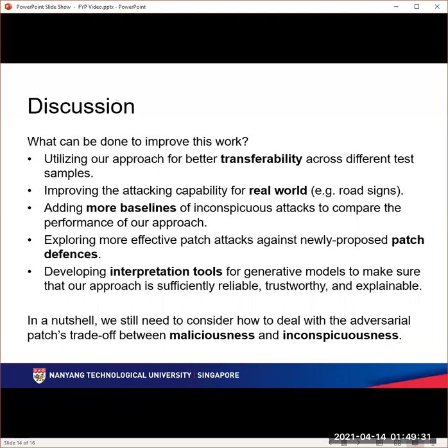What can be improved in this work? Firstly, of course, the transferability among different test samples, and we can craft this approach to be stronger in real-world settings. We should add more baselines for inconspicuous attacks to compare the performance of our approach. We can also try whether our approach is effective under patch defense methods, and we can develop some interpretation tools for the GAN generators and GAN discriminators. To summarize, we still need to consider how to deal with adversarial patches, inconspicuousness, and maliciousness.